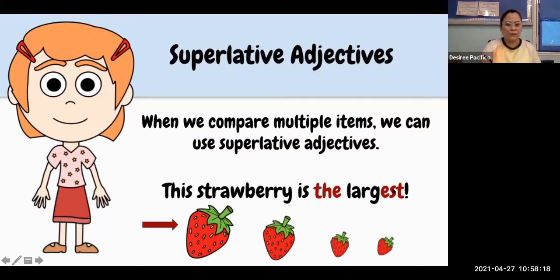So what did we do to the word large, to the adjective large? We added est to the word large. So our main adjective is large, and to make it superlative, it becomes largest. Let's move on.